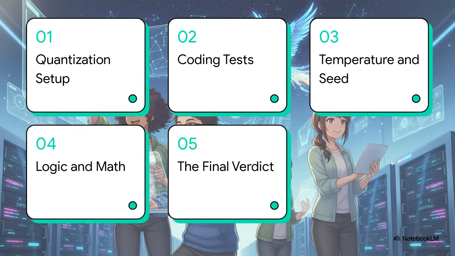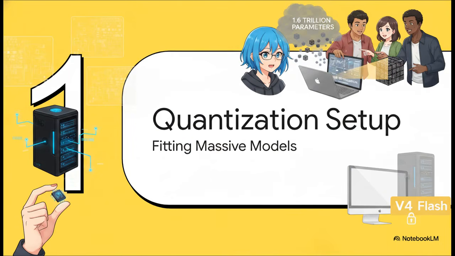We've got a perfectly structured roadmap for this explainer. We're going to start with the foundational local setup and quantization tricks. Then we'll dive into some heavy coding tests comparing local versus cloud. After that, we'll tweak the temperature and seed parameters, stress test its actual logic and math capabilities, and finally wrap up with the ultimate verdict. Let's get into it. All right, kicking things off with local setup.